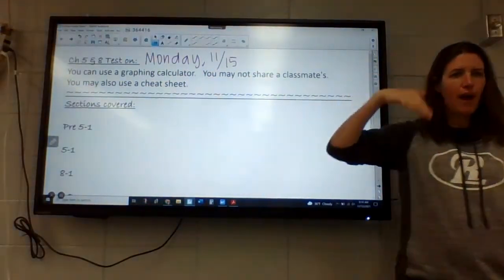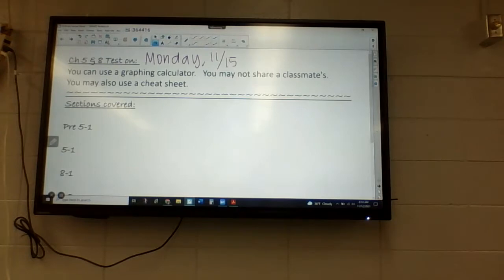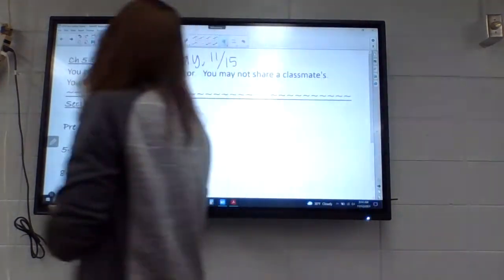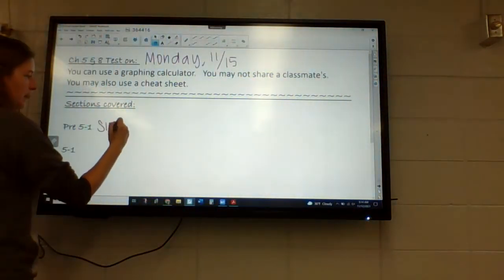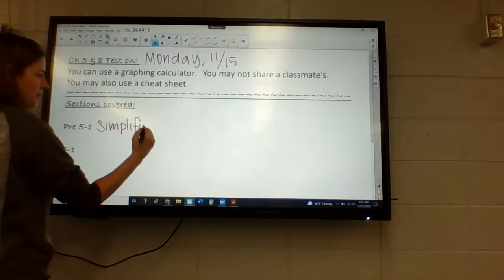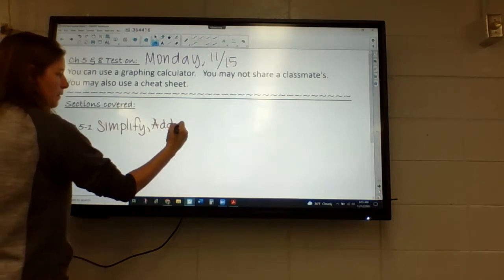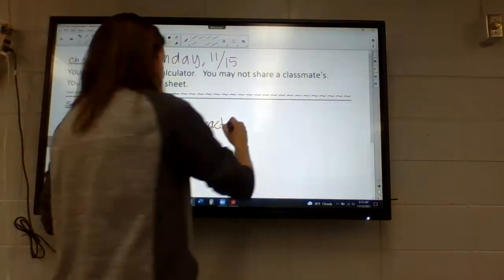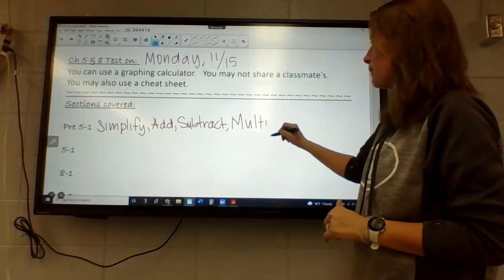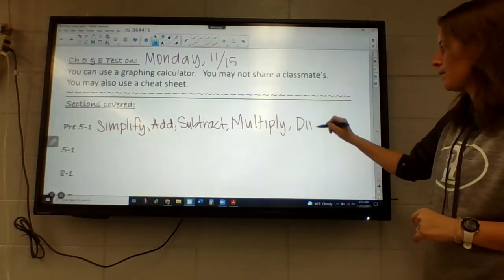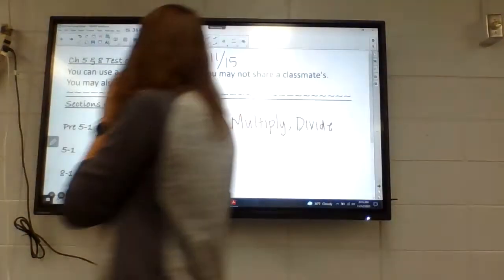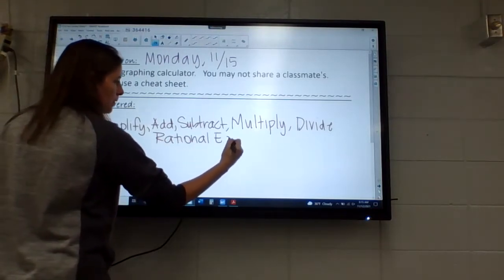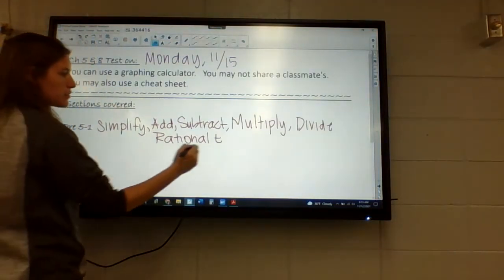Rational expressions. So that was like the fractional, being able to factor and cancel and add and subtract, and rational equations. It should be expressions, sorry. Not that that matters to you, but.